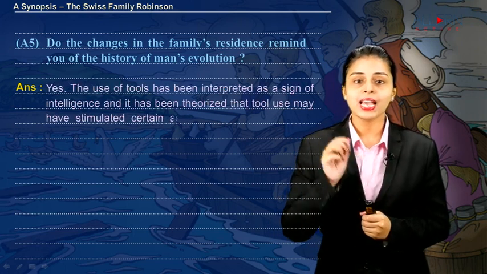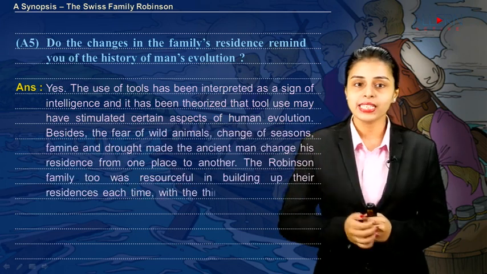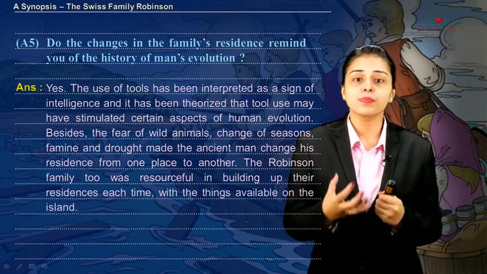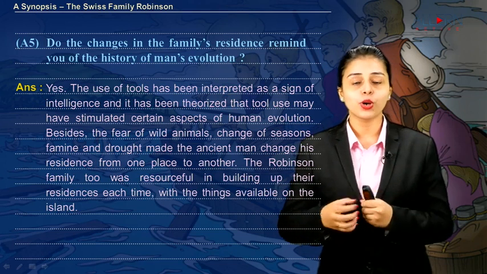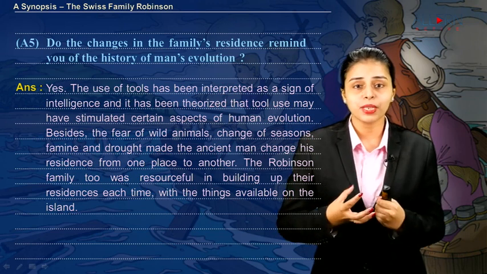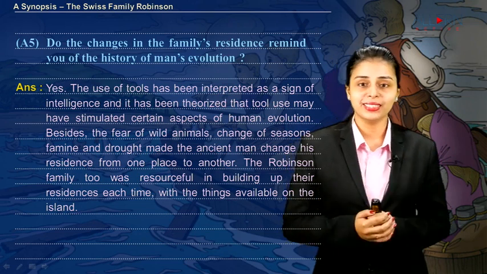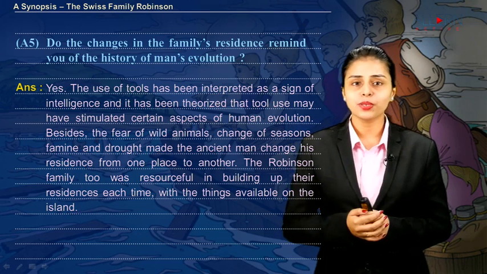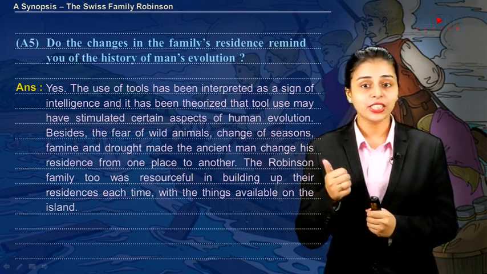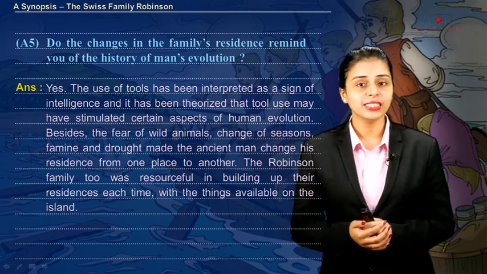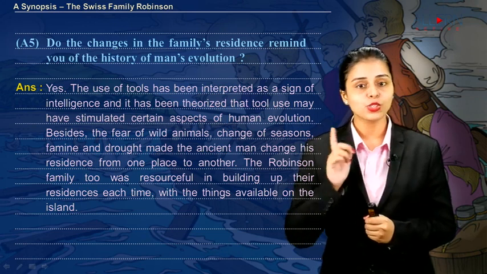The use of tools has been interpreted as a sign of intelligence. It has been theorized that the tool use may have stimulated certain aspects of human evolution. Now, of course, over here when we talk about stimulated, we talk about the changes that may have come about in the human evolution process, how tools changed over the years. And besides that, we know that ancient man of course kept on changing his residence because of some of these points mentioned here. Firstly, the fear of wild animals, change of seasons, famine, drought made the ancient man change his residence from one place to another.